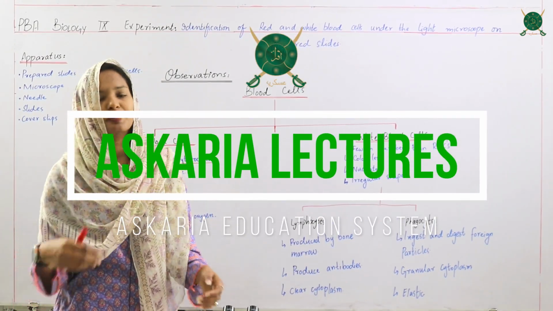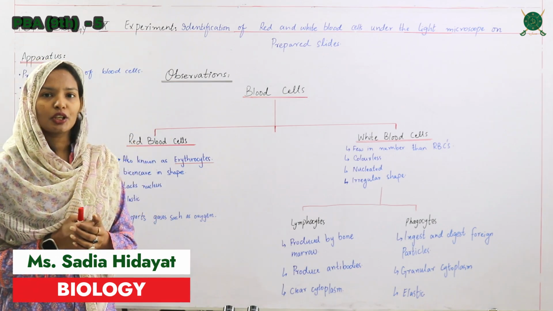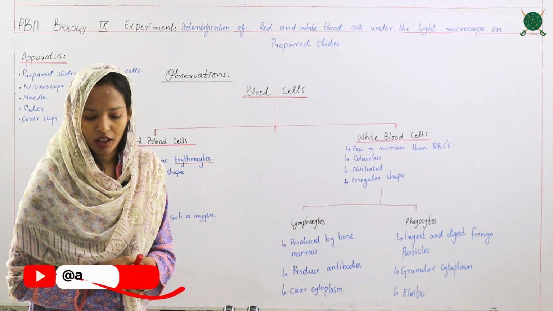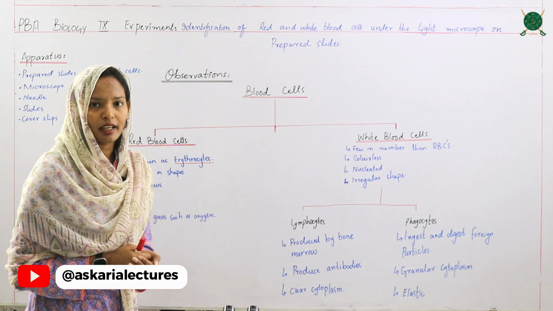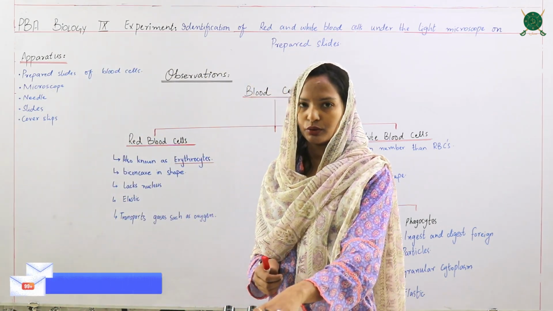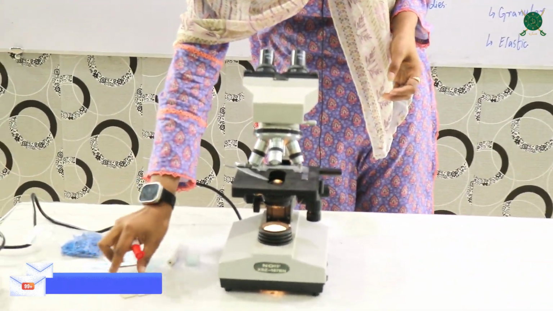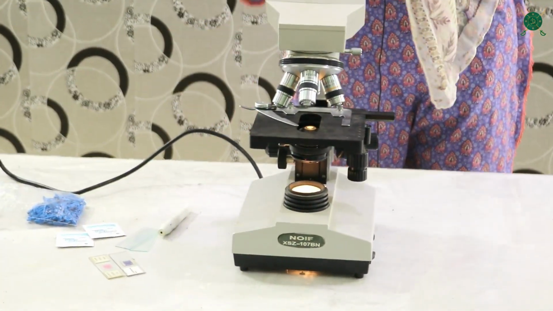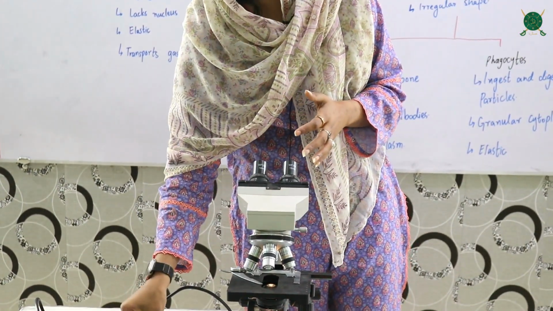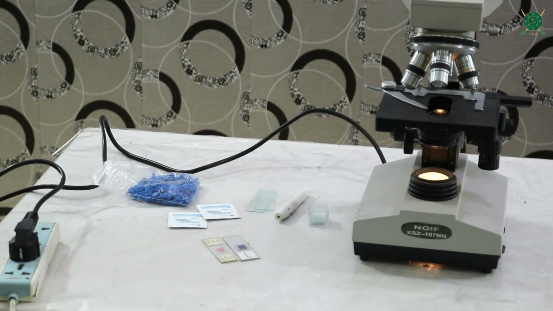Assalamu alaikum, I am Sadia and today we will conduct an experiment, that is, identification of red and white blood cells under a microscope. For this purpose we need some equipment and materials. We need a microscope and some prepared slides of blood cells, cover slips, these glass slides, pricking needles and alcoholic swabs.